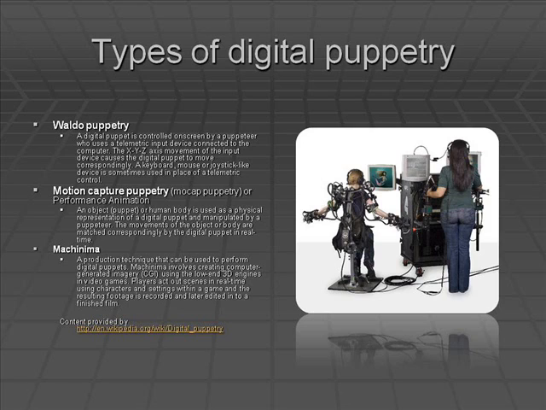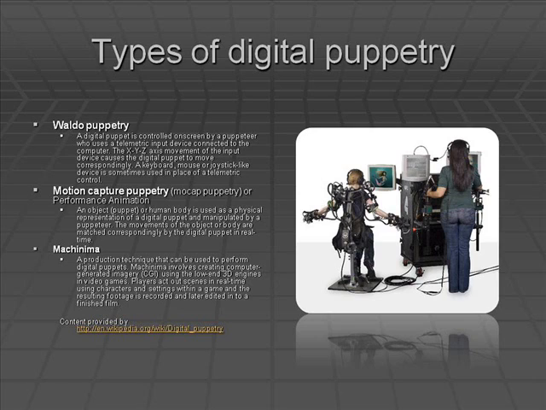Motion capture puppetry, or mocap puppetry, or performance animation. An object, meaning a puppet or a human body, is used as a physical representation of a digital puppet and is then manipulated by the puppeteer. The movement of the object or the body are matched correspondingly by the digital puppet in real time. Sort of a high performance motion capture device.